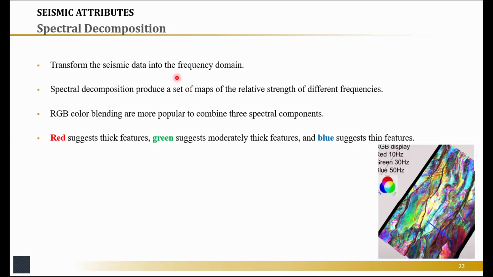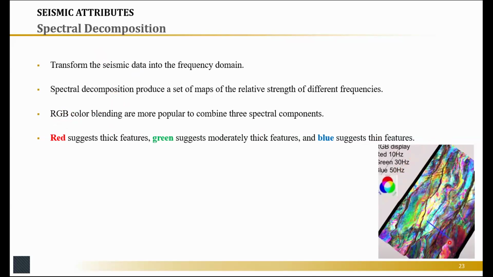So spectral decomposition applies time-frequency analysis, and this gives us a result which is a set of slices, maps of relative strengths of different frequencies. You will have maps of different frequencies, each having its relative strength. So you can use this to investigate hidden features which maybe you cannot identify using the amplitude and the phase. Usually we use the RGB blending method, red, green, blue blending, to blend different frequencies, and the result will be like this example here.